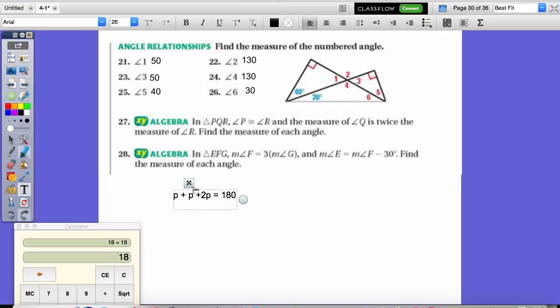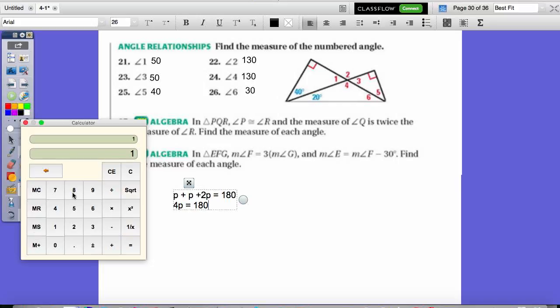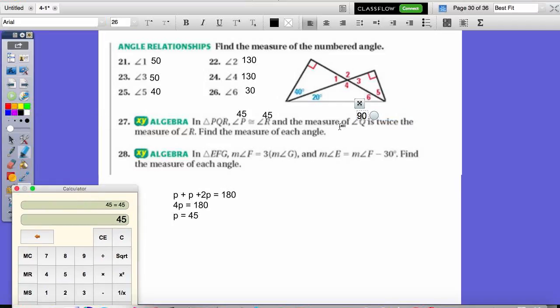So 4P equals 180. 180 divided by 4 is 45. So P equals 45. That means angle P is 45, angle R is 45, and angle Q is 90. So this also happens to tell us that this is a right triangle.